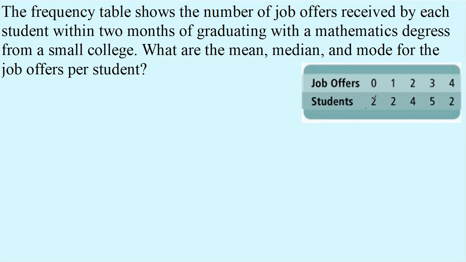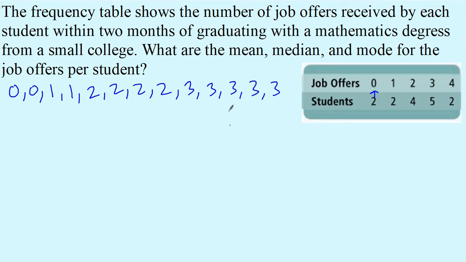This is how we can describe it. This is the number of job offers, and this is how many students got that many offers. So there are 2 students that received 0 offers. 2 students received 1 offer. 4 students received 2 offers. 5 students received 3. And then 2 students received 4.